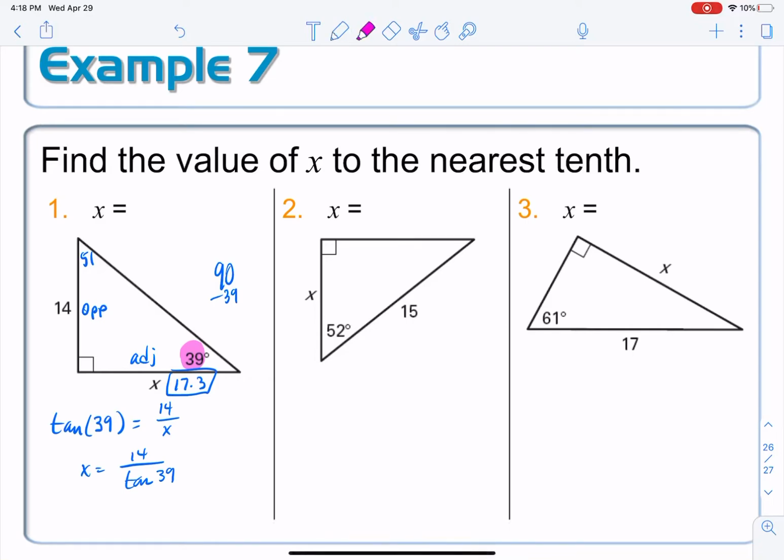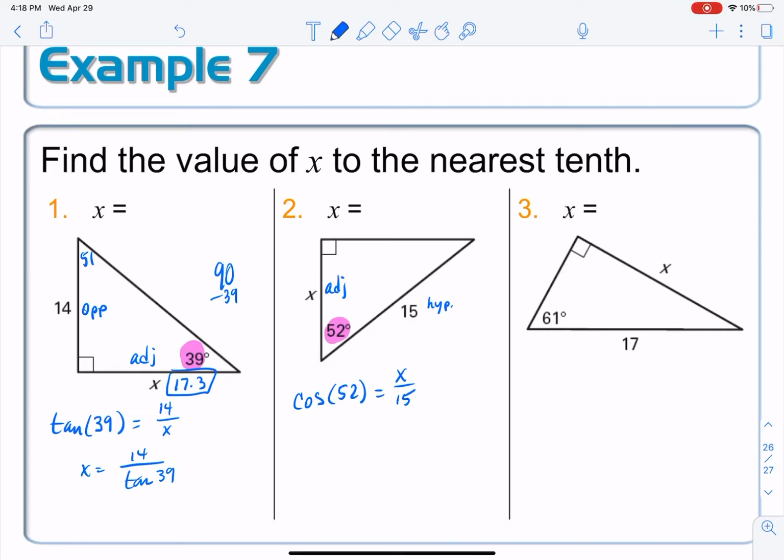Here's my 52-degree angle, and I don't even have the opposite side. Instead, I have this X, which is the adjacent side. And then the 15 there across from the right angle, there's our hypotenuse. Adjacent, hypotenuse, oh hey, that's cosine. So the cosine of my angle measurement is equal to the adjacent side, X, over the hypotenuse side, 15.